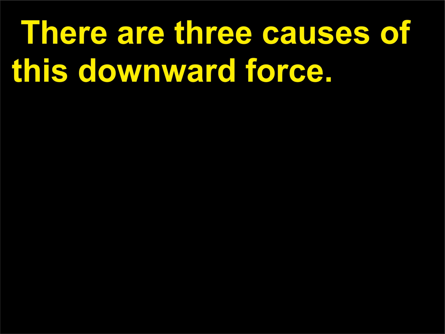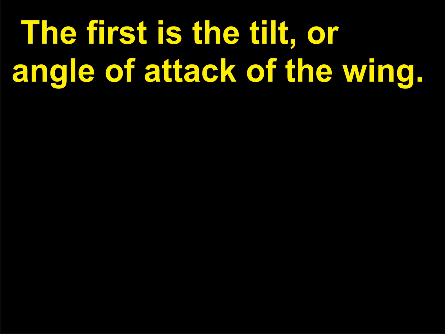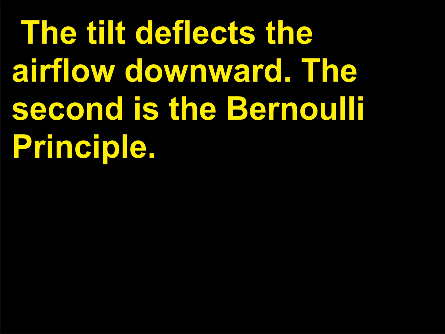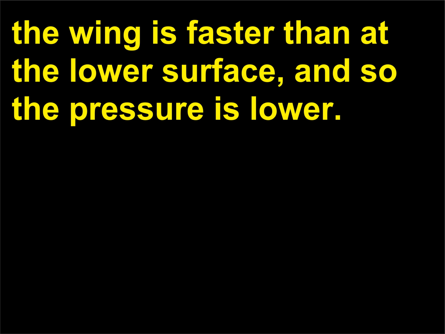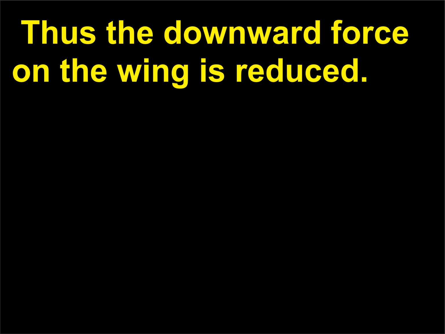There are three causes of this downward force. The first is the tilt, or angle of attack of the wing. The tilt deflects the airflow downward. The second is the Bernoulli principle. Because of the shape of the wing, the speed of the air on the top surface of the wing is faster than at the lower surface, and so the pressure is lower. Thus the downward force on the wing is reduced.